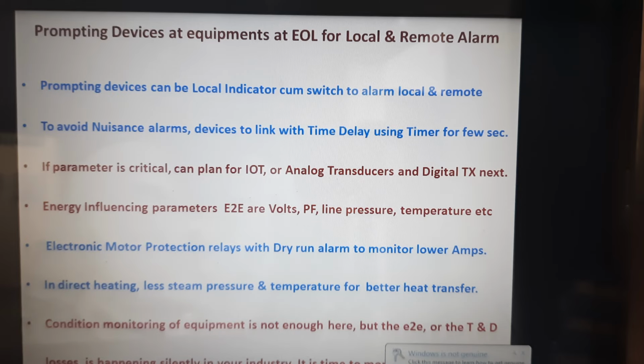The transmission and distribution losses are also happening silently in your industry. It is time to address it, focus on it now and address it now.